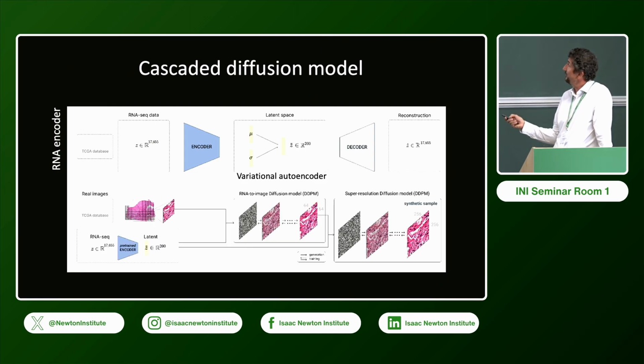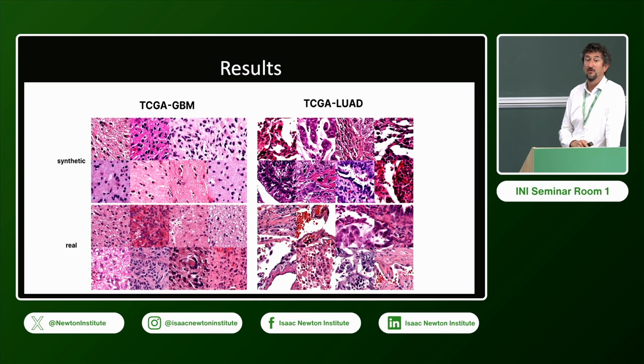Once we have this embedding, we have a cascaded diffusion model that is conditioned on this embedding and then iteratively learns these images. We first learn 64 by 64 images, and then we upsample this in successive steps. And these are some results. You can see glioblastoma and lung cancer, synthetic images at the top and at the bottom.